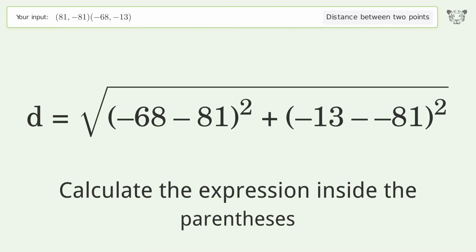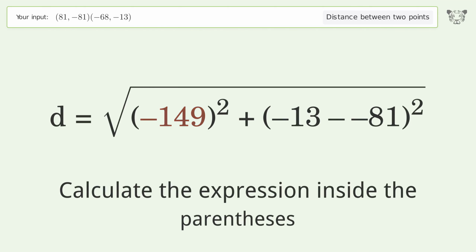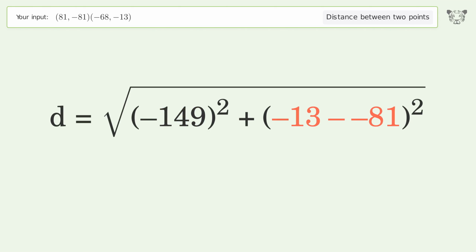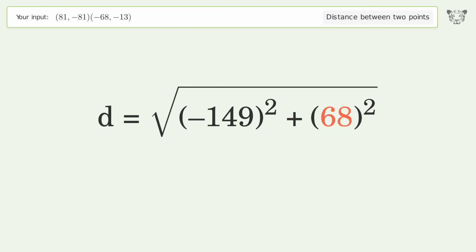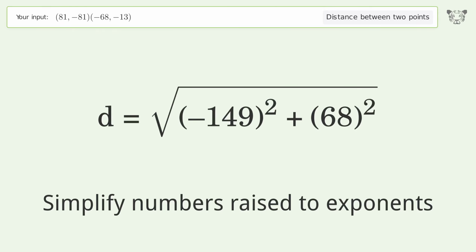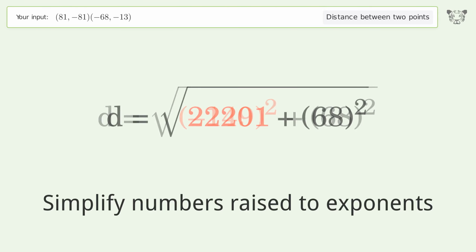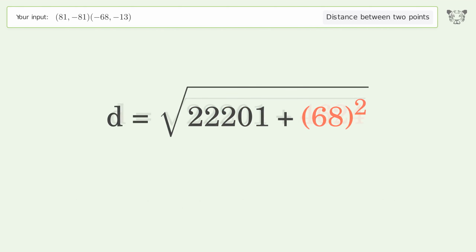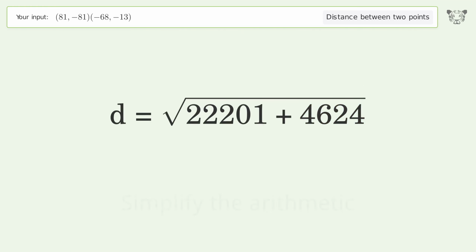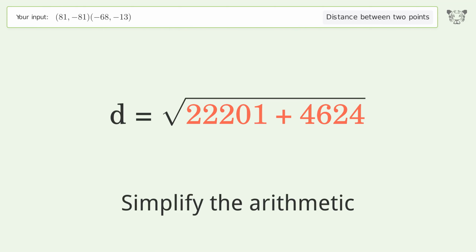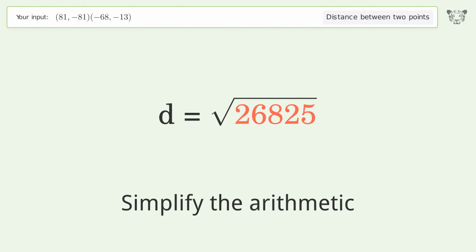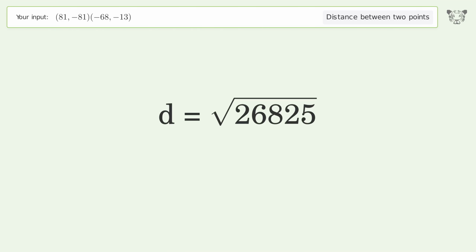Calculate the expression inside the parentheses. Simplify numbers raised to exponents. Simplify the arithmetic. And so the distance between the 2 points is the square root of 26,825 or 163.783.